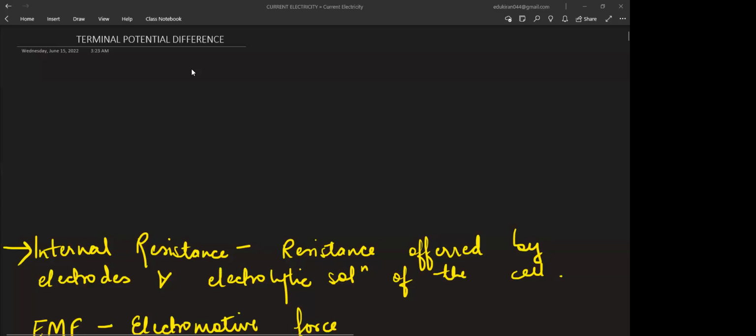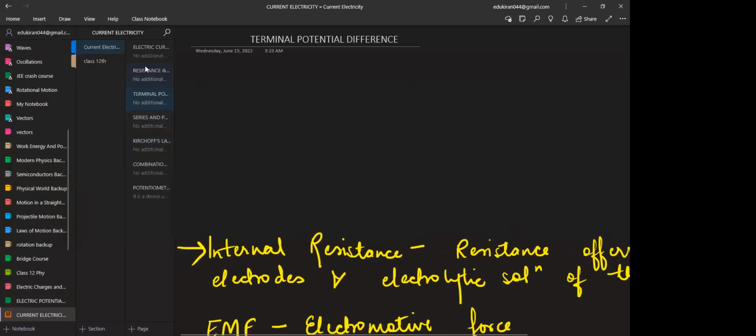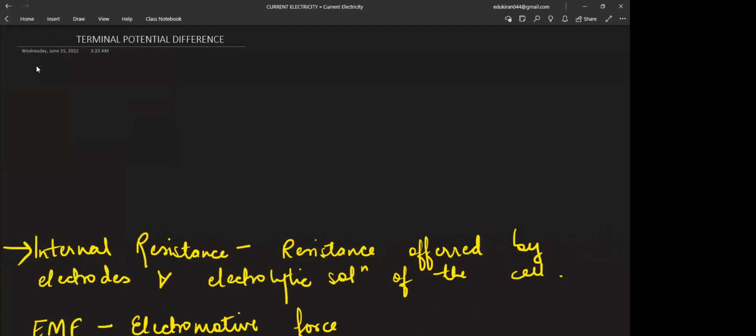Yeah, Mariam. In the last class, we had started with resistance and resistivity, and we have completed all the separate topics which were present. So now we have to start with three important topics: terminal potential difference, internal resistance, and EMF. Now I'll start with internal resistance. It's a very short topic, so it's easier for you to understand.